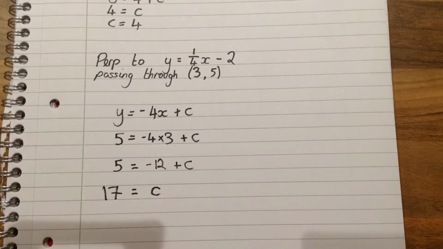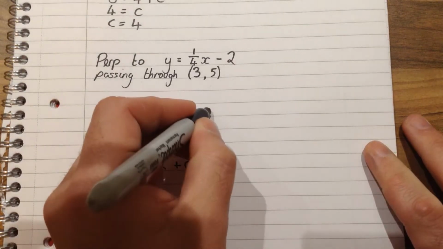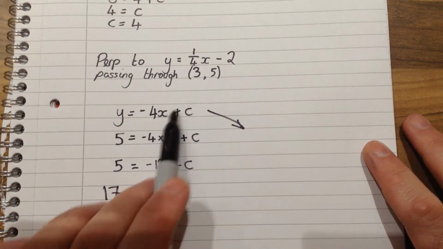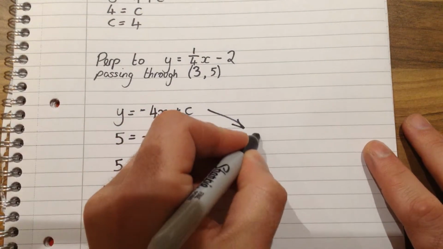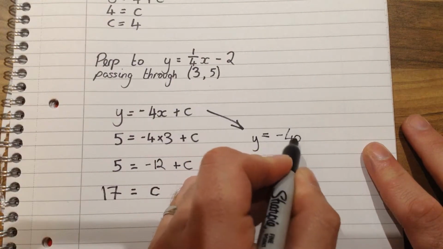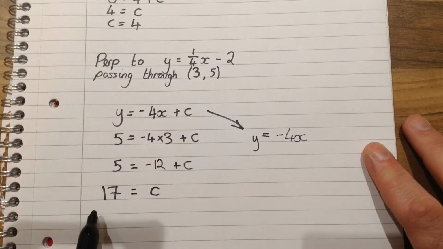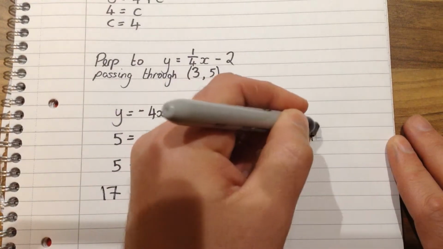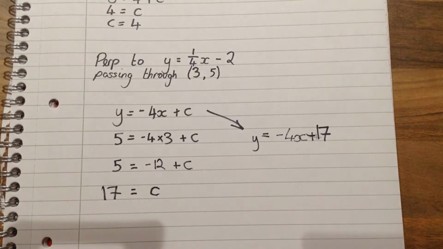So c is 17. So if I just rewrite the equation now that I know what the value of c is, y equals minus 4x. C, we've worked out, is 17. So I put plus 17.